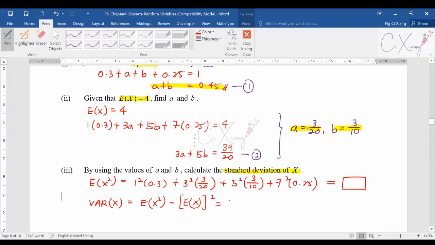So E(X squared) is the value that you got just now in the rectangle, minus the mean. The mean is 4, given in the second part. And then you square it, the mean squared. So E(X squared) minus mean squared. If you didn't do it wrongly, then you should get 0.4.